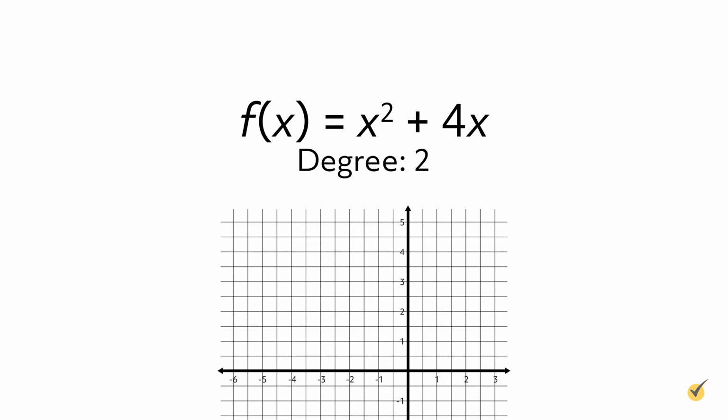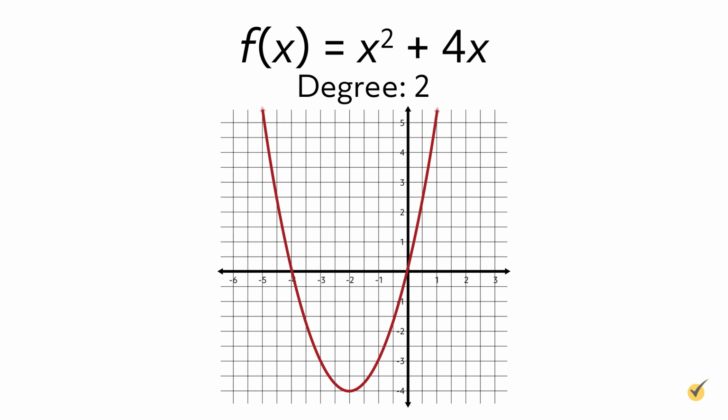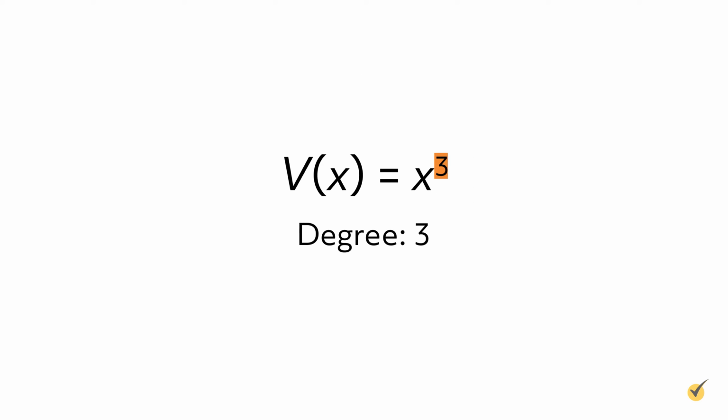On a graph, quadratic functions take the shape of parabolas, which are U-shaped curves. For example, the polynomial f of x equals x squared plus 4x has degree 2, and its shape is a parabola. Finally, polynomials of degree 3 are called cubic functions.